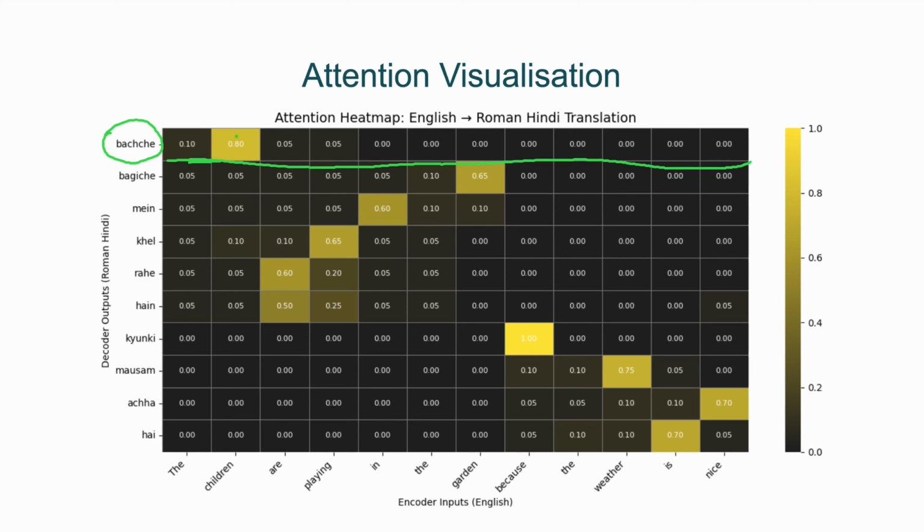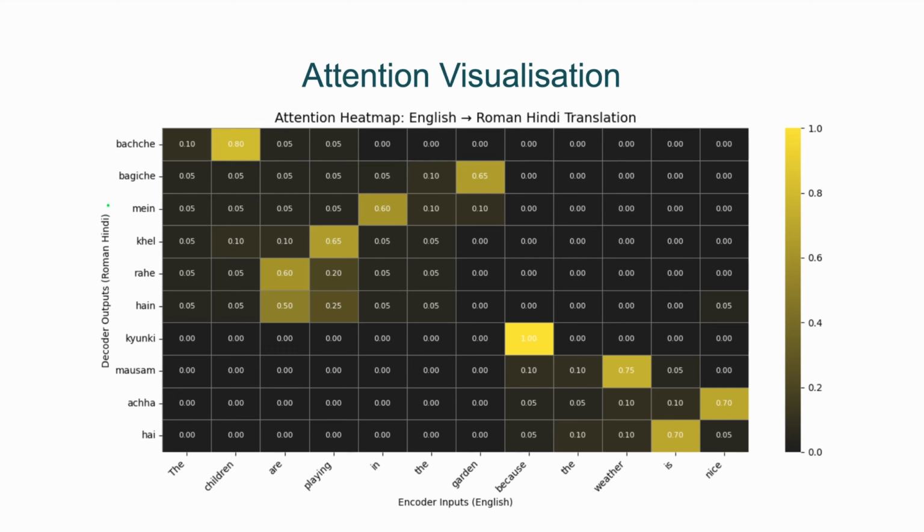You see the attention for this input token is 0.8, and the attention for this token in the input is 0.1, and so on. For most of them, it's 0. That means while generating this token in the output, we are focusing on these four tokens in the input. And among these four tokens, we are giving more importance to the second token. The second token is children, and the output here is bachche, which means children in Hindi.